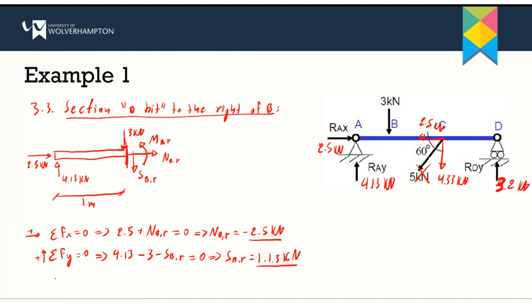And the sum of moments about point B again has to be equal to zero. Counterclockwise are positive. Please always start with the moment so that you will not forget that MBR here. Once again, the forces that apply on point B have zero moment. This one that passes from B has zero moment, so we only have the 4.13, and it is a clockwise moment, so it will be negative. Minus 4.13 times 1 meter. So MBR equals 4.13 kilonewton meters.